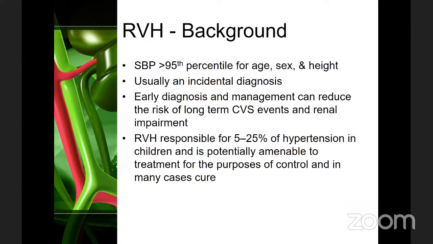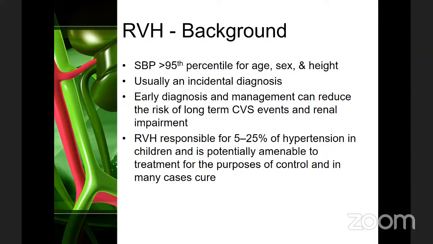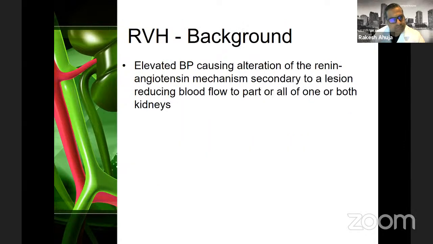A blood pressure above the 95th percentile for age, sex, and height is usually what's considered the definition of hypertension. And usually it's an incidental finding. Although as soon as we diagnose and manage this, it can significantly impact the long-term cardiovascular events and renal impairment. And renovascular hypertension itself is responsible for 5 to 25% of hypertension in children, and is potentially treatable to the point that it may even be cured.